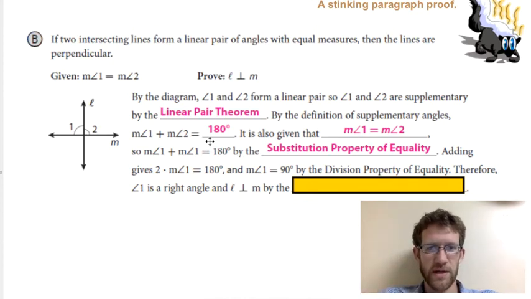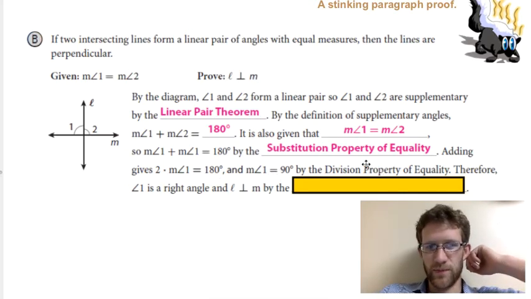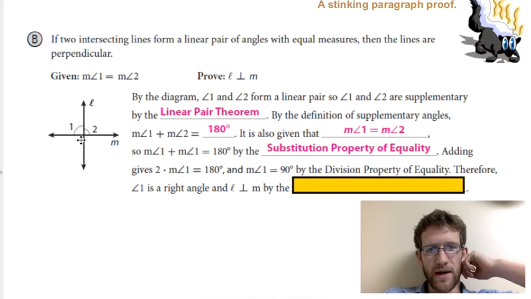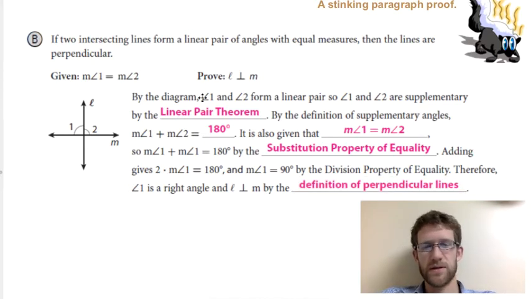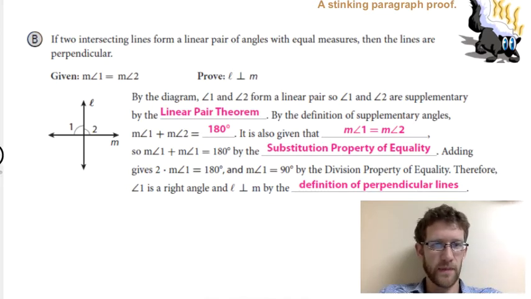So we have angle 1 plus angle 1 equals 180. We can just rearrange this and say it's 2 times angle 1 equals 180. And therefore, the measure of angle 1 equals 90, just by dividing by 2. Since angle 1 is a right angle, we can say that L is perpendicular to M using, in this case, just the definition of perpendicular lines, right? Perpendicular lines form 90-degree angles. That's all we need to know there.